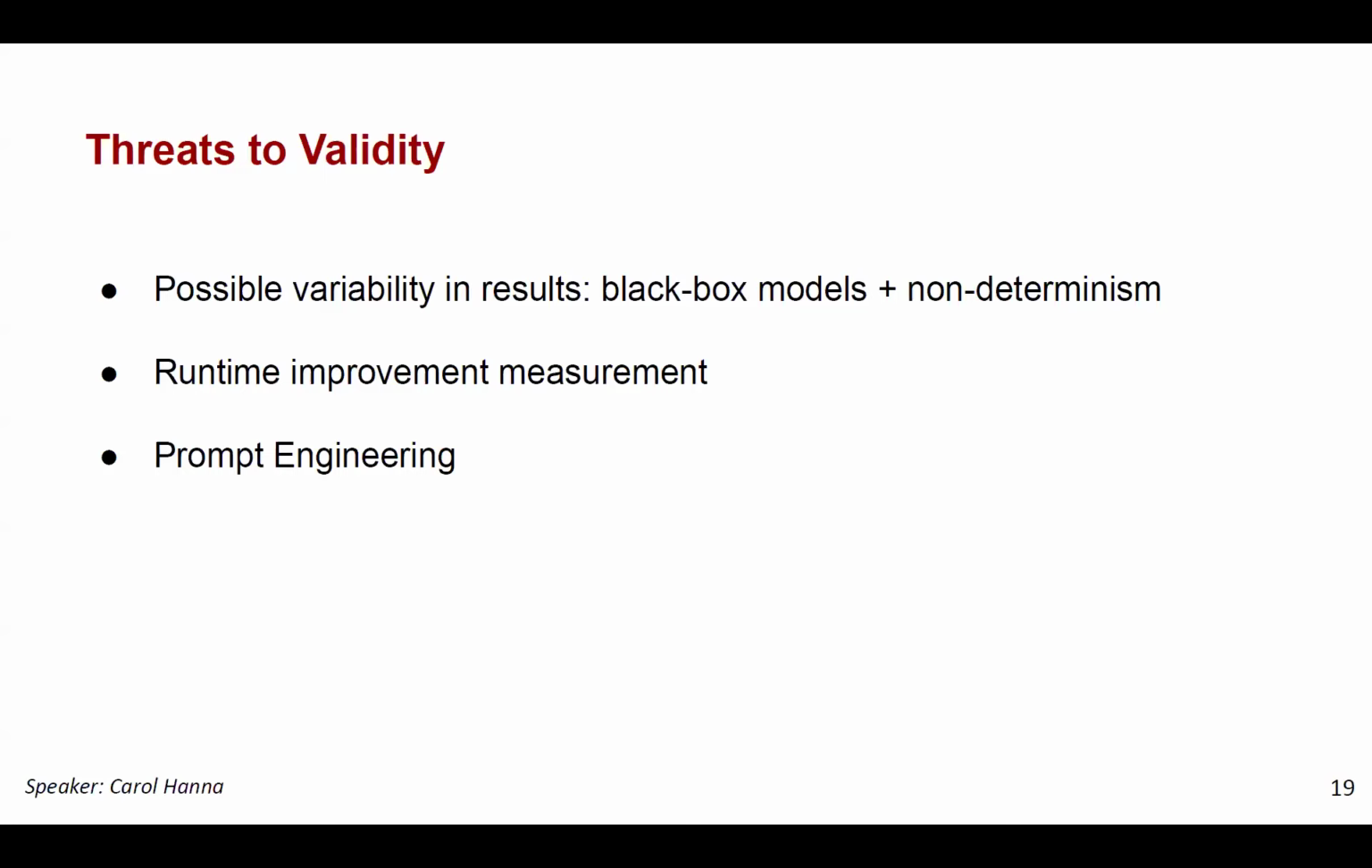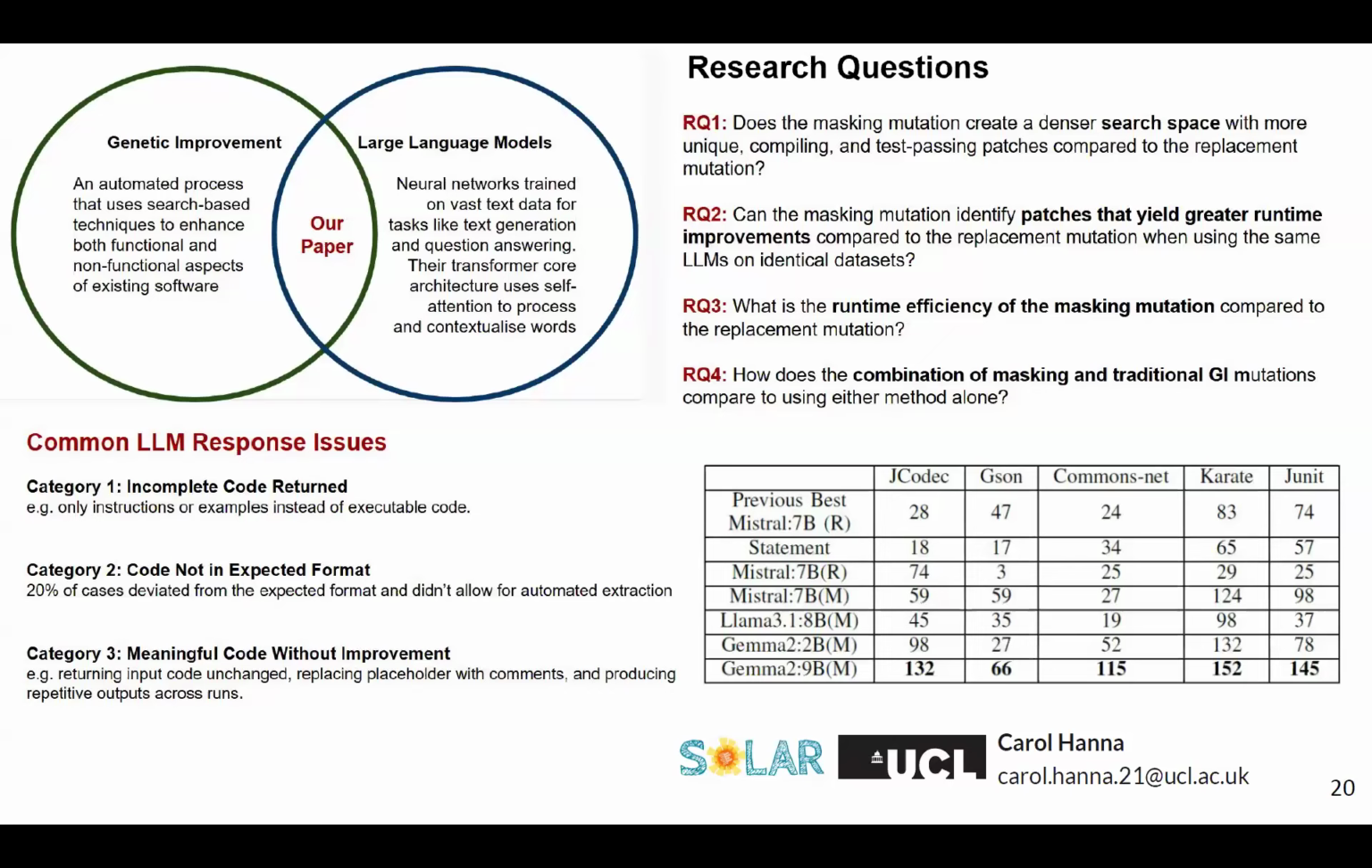Threats to validity, the first one I touched on already, which is variability in results. So you have black box models here, non-determinism. It's important to repeat the runs. And then the runtime improvement measurement in any study like this is not super accurate. We tried our best to mitigate this by running it all on one machine, but you can only be so accurate. And then finally, prompt engineering, which we already discussed briefly through your questions, something to possibly expand on in the future.